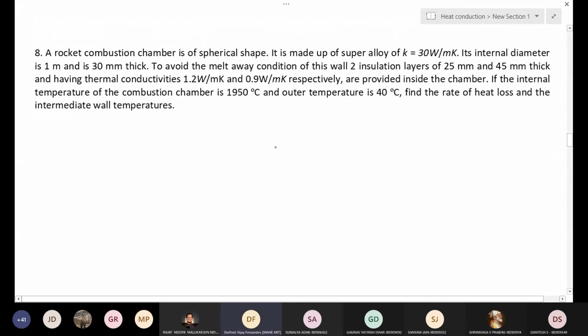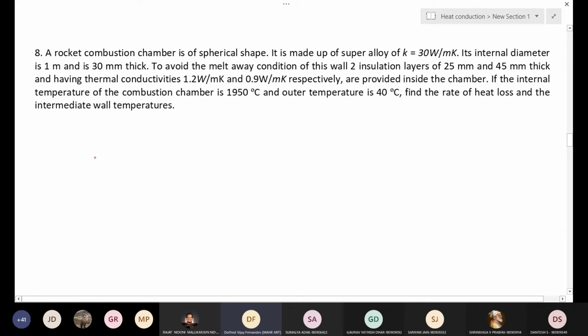Okay, next question. The spherical wall. We have a rocket combustion chamber of spherical shape. It is made of super alloy of thermal conductivity 30 watt per meter Kelvin. Its internal diameter is 1 meter, and the chamber thickness is 30 millimeter. Stop it here and tell me what is the outer radius first.